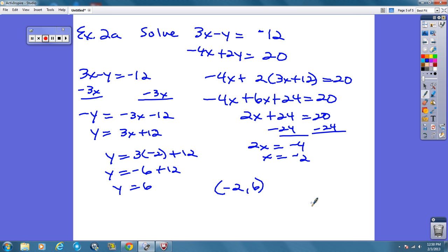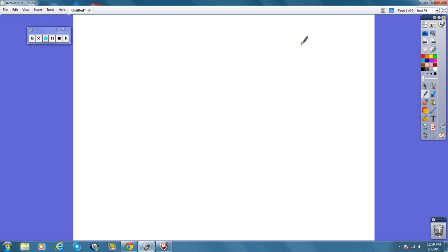Alright, please feel free to pause or replay this or rewind it as much as you need to. Next page we are going to do example 3. I just have 2 more and then we're actually done. And then definitely try the homework because it really does take practice.